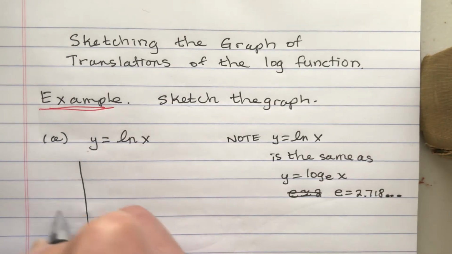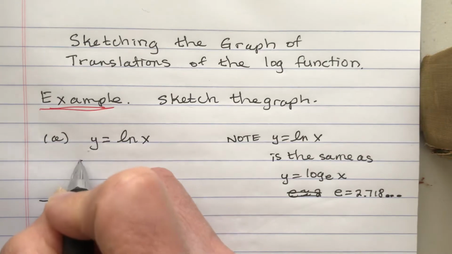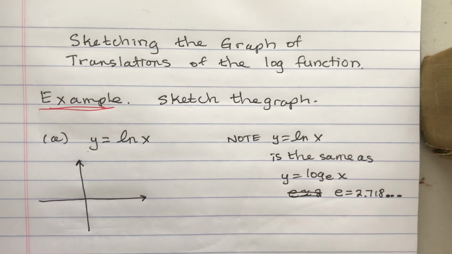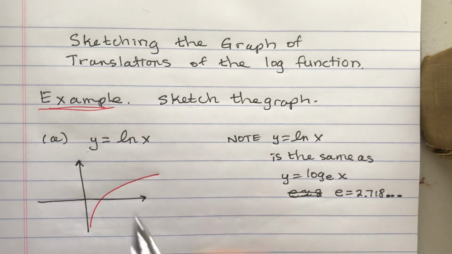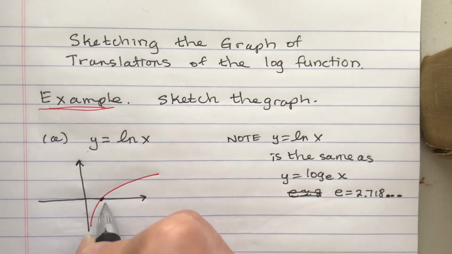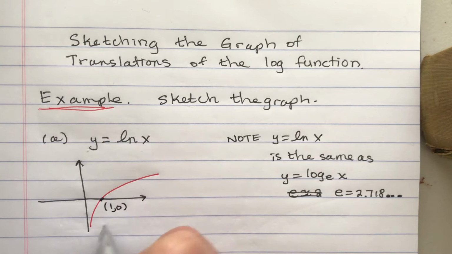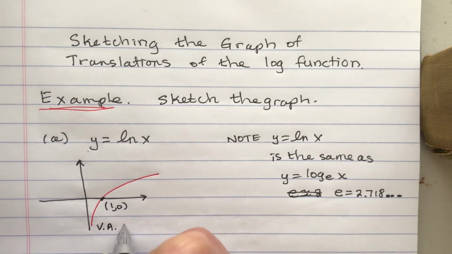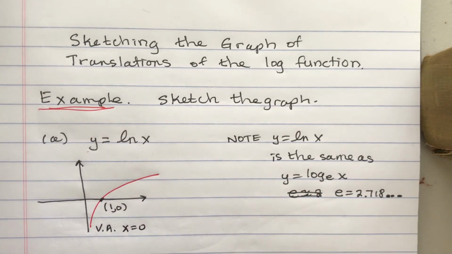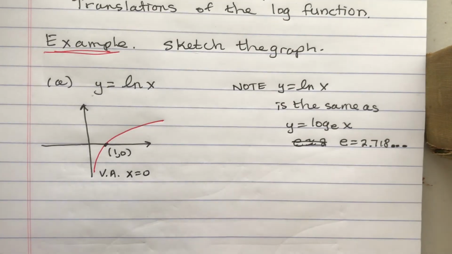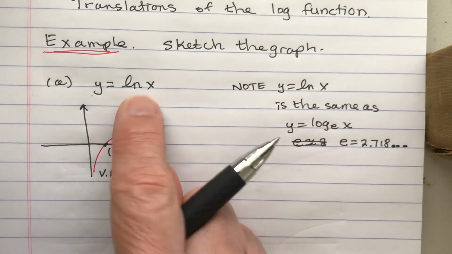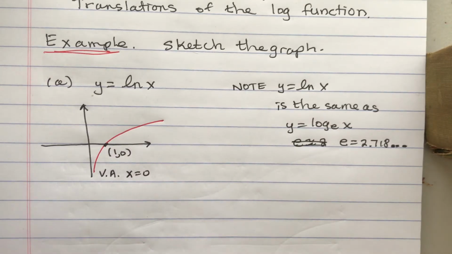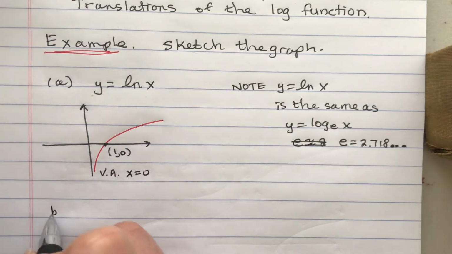Okay, so we've talked about this in another video of what this graph looks like. Roughly speaking, this is it. I'm focusing on the vertical asymptote and the x-intercept. So that's sort of our starting point. And if I change this to base 10, which is the common log, or base 2, another often used one, you would get something really similar.